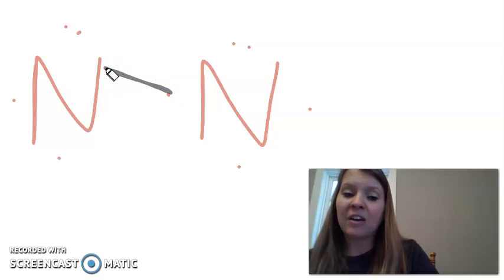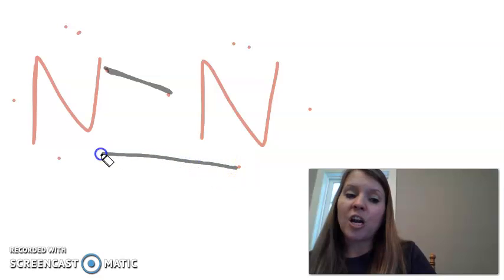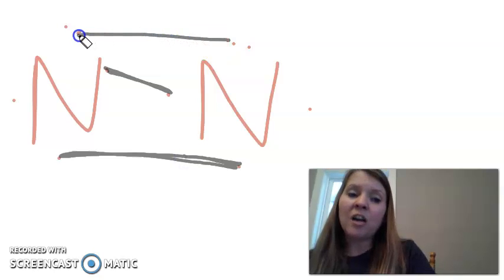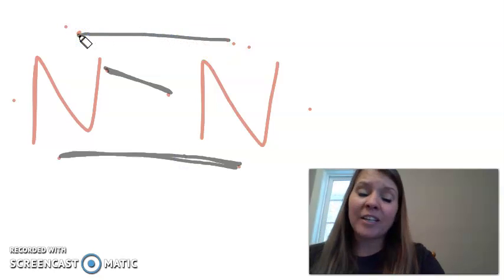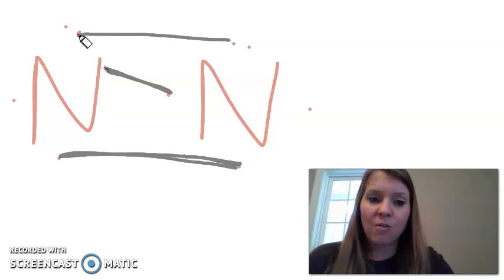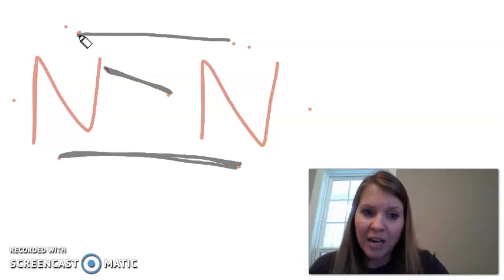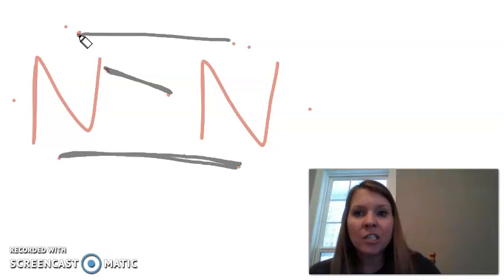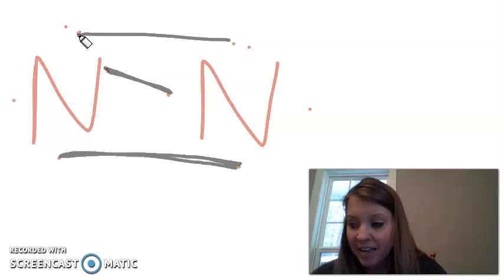That means my nitrogens now have 6. I'm going to share here. That means both nitrogens now have 7. And I'm going to share here, which means now both nitrogens have 8. This will create my covalent bond. It's a triple bond. Why is it a triple bond? Because both nitrogens needed to seek that 8.